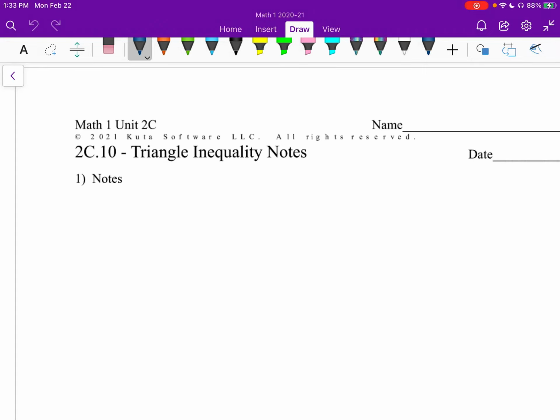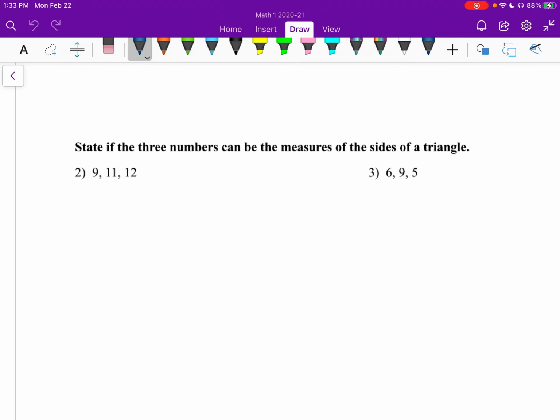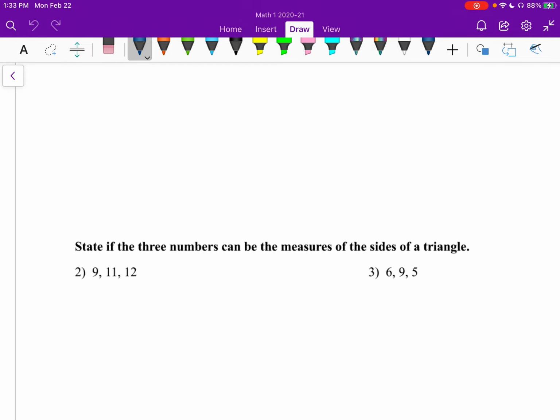All right, section 10, the triangle inequality. Now, I think this one's going to be relatively easy for us. The question for these is a yes or no: state if the three numbers can be the measures of the sides of a triangle. So it's yes or no, does this work?